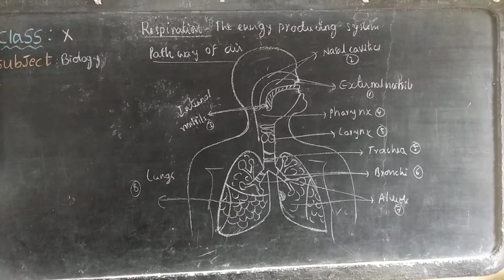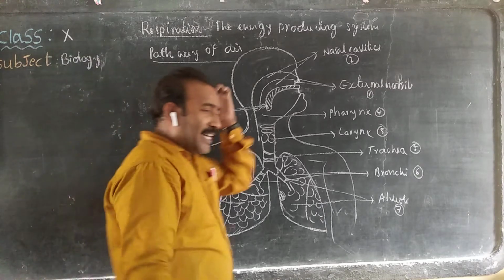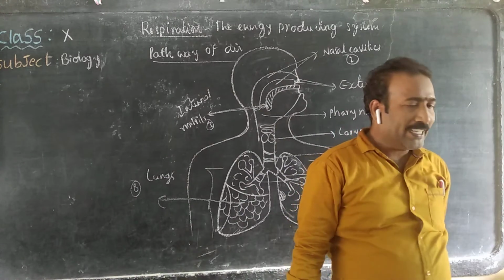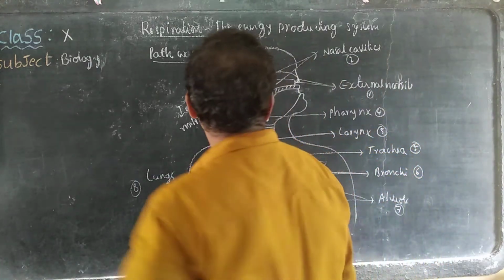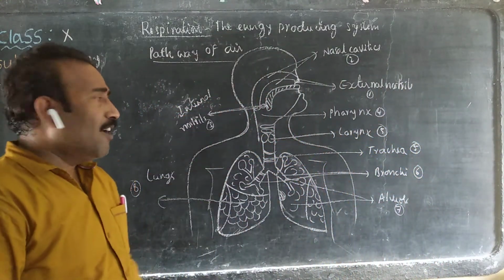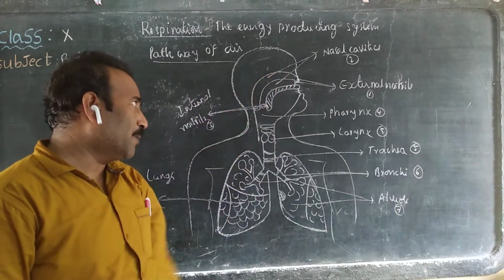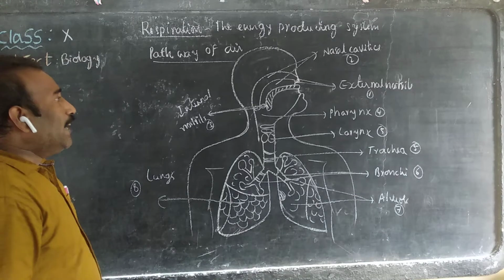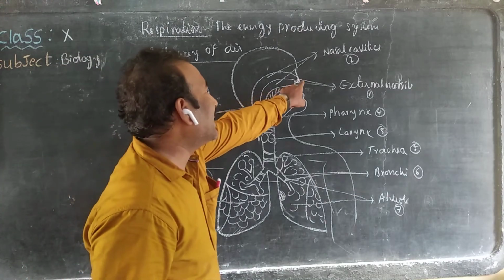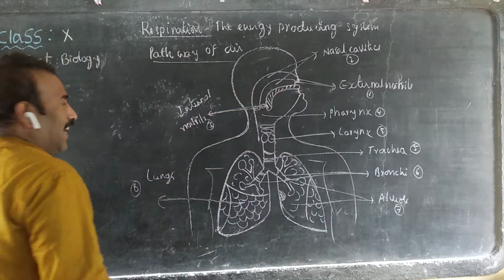Now we will discuss the components of the human respiratory system. Look here, this is the human respiratory system. Already in the last class we discussed the parts of the human respiratory system. The first one is the external nostrils.